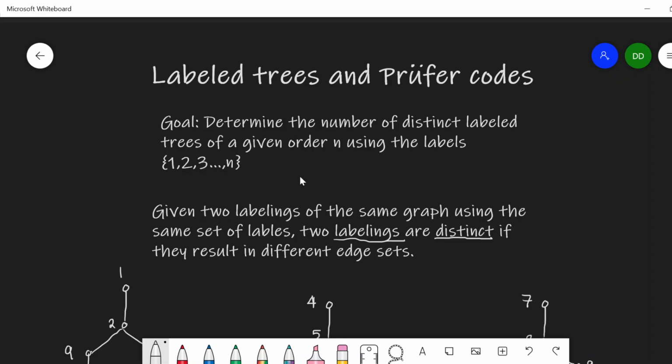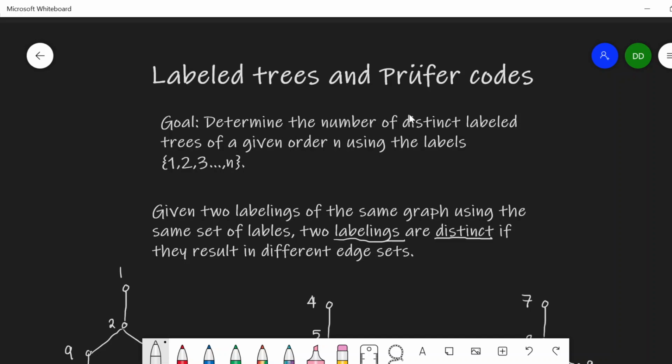Now, as I mentioned before, there's no known closed form formula for the number of graphs of any given order, and there's also no known formula that's closed form for the number of trees of a given order. That's also a very difficult and intractable problem. However, if we consider labeled trees instead of just unlabeled trees, there is a known formula for it. And that's what we're going to be working on in these videos.